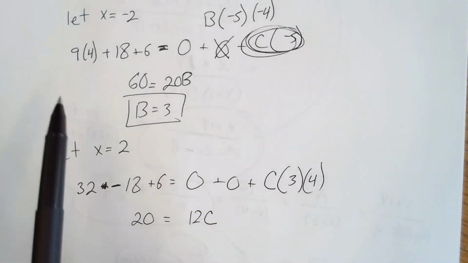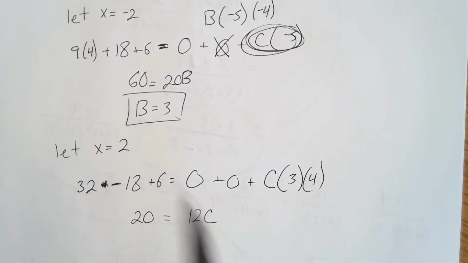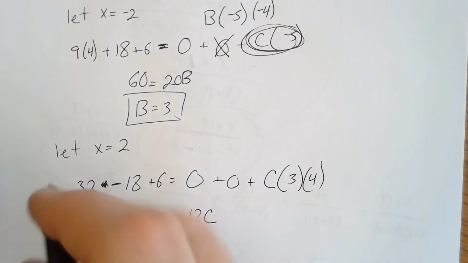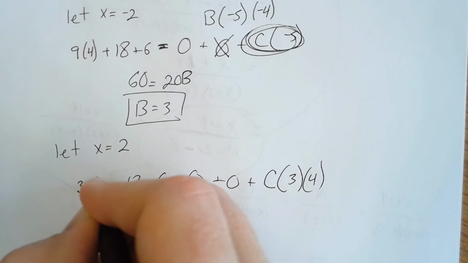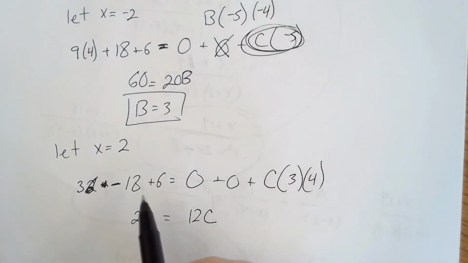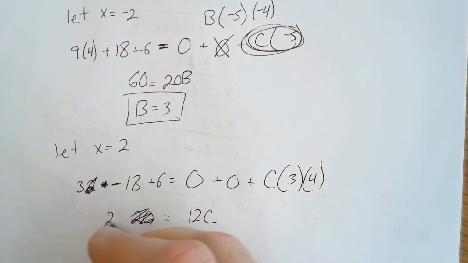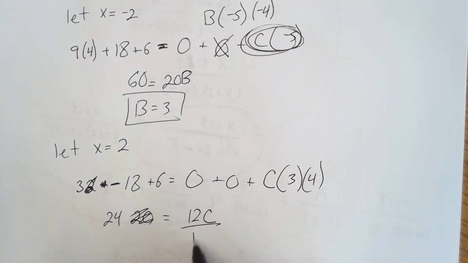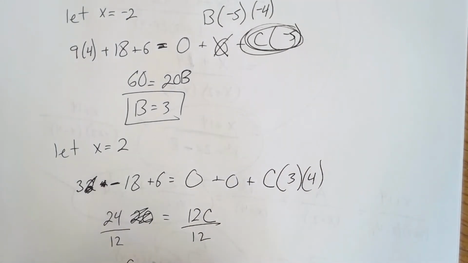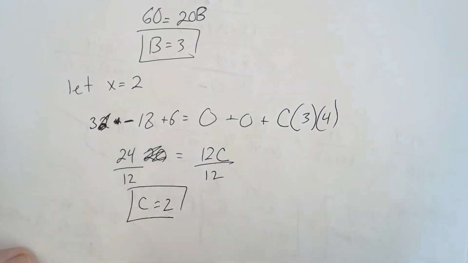So again, let me double check one more time. I've got 9 plus 9 is 18. 18 times 2 is 36. And there, sure enough, I did make a mistake in my arithmetic. So let's try that one more time. This is going to be negative 12, and negative 12 there is going to be positive 24. And that's 2 arithmetic mistakes I've made in this video, but that's okay. Now I'm going to divide by 12 here, and that's going to give me c equals 2. So now I have b and I have c.